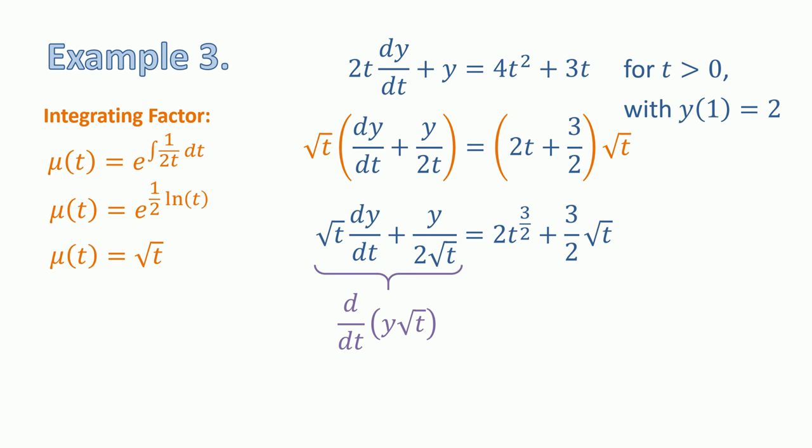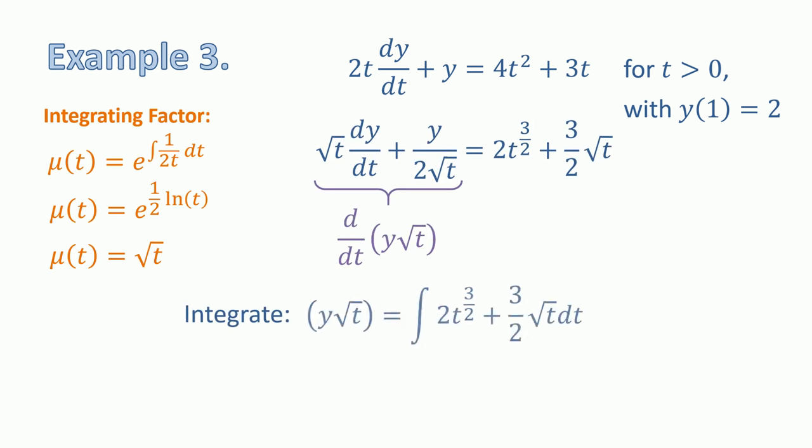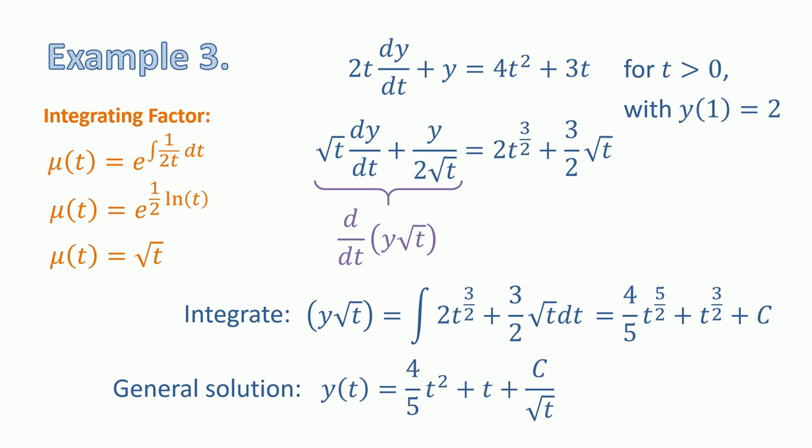The right side is 2t to the 3 halves plus 3 halves t to the 1/2. Now we integrate both sides. Y times the square root of t equals the integral of the right side, which is 4/5 t to the 5 halves plus t to the 3 halves plus c. Dividing by the square root of t, we find the general solution. y of t equals 4/5 t squared plus t plus c over root t.